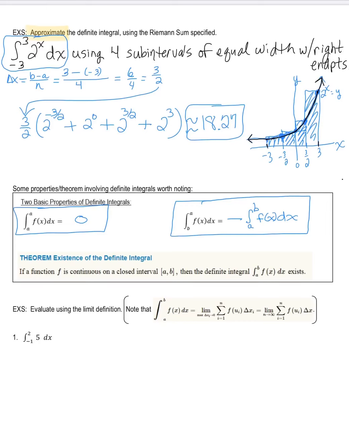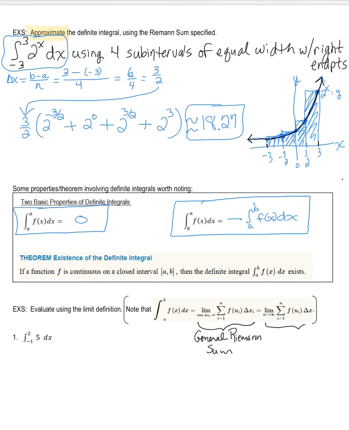All right, so let's take a look at kind of a short example here. It says evaluate using the limit definition. Now again, our limit definition, I don't know why this is a screen capture from the book, is going to be the integral from a to b of f of x. So this is the most general form where it doesn't assume equal widths. So this is, I guess I'll say, the general Riemann sum definition.